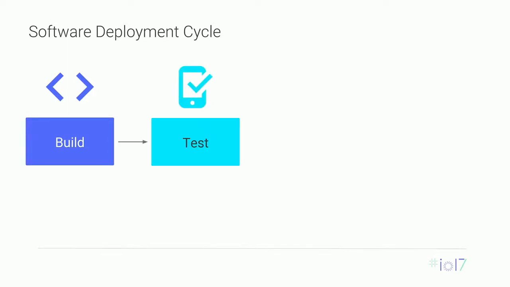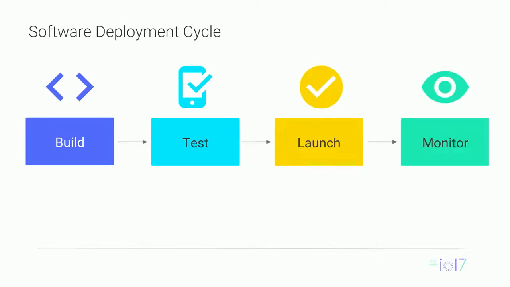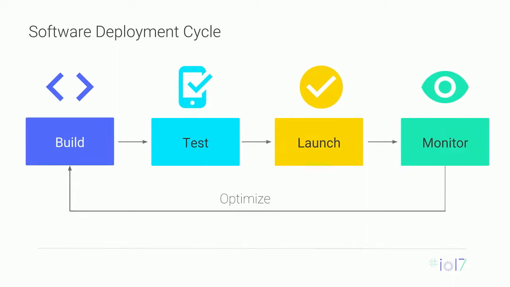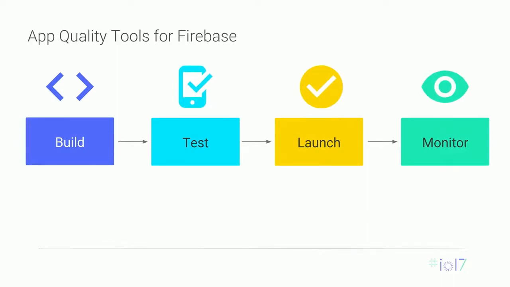So how do we build high-quality apps? Well, it looks pretty straightforward on paper. You build the core functionality of your application. You test it either manually or ideally in an automated fashion. You launch and distribute it in the App Store, and then you actively monitor it to make sure there are no problems. And you take those learnings and you repeat. But in reality, we know that this is very difficult to do without the right tools. And so at Firebase, we have some great tools to make your life easier.